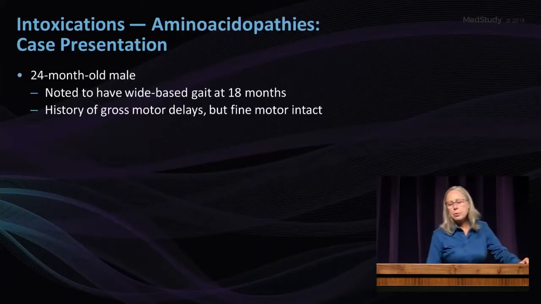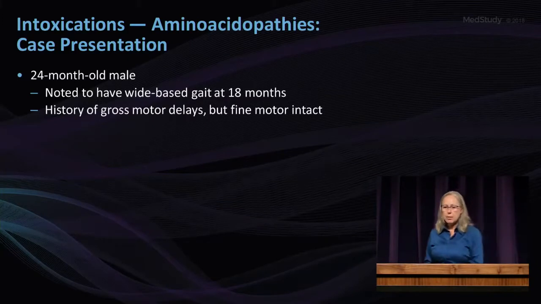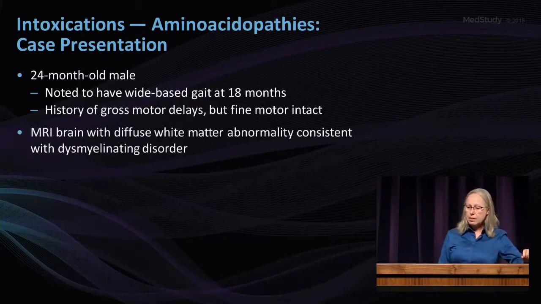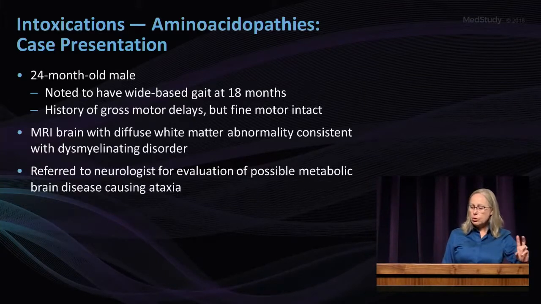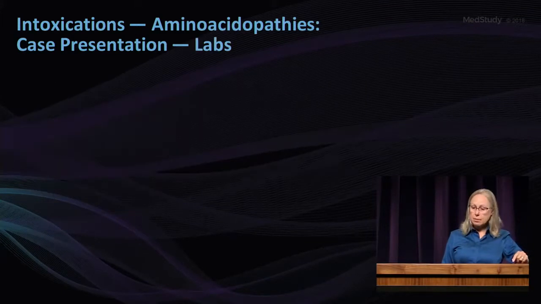All right, so another case presentation. 24-month-old male. He's noted to have a wide base gait at 18 months. He has a history of gross motor delays, but his fine motor is intact. The neurologist got an MRI. He shows diffuse white matter abnormality consistent with a dysmyelinating disorder. And he was referred to neurology for a possible metabolic brain disease causing his ataxia.